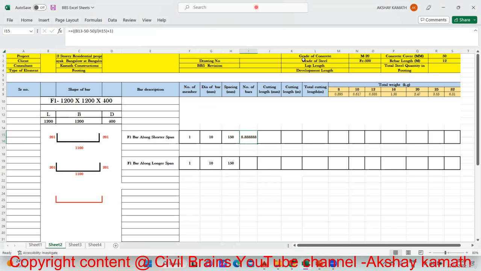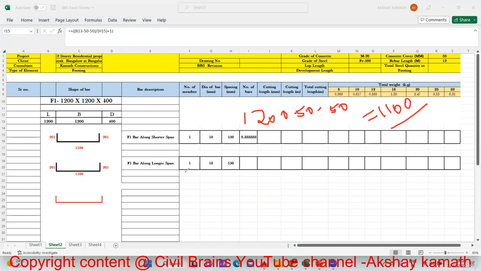So again, I'll do it here. Okay. See, what is the spacing? It was 1200. Okay. 1200 minus 50 on the left side, minus 50 on the right side. So how much it will be? 1100. Great. So 1100 divided by what is the spacing of the shorter span? The spacing of the shorter span was 150, right? So try to do it manually. 1100 divided by 150.